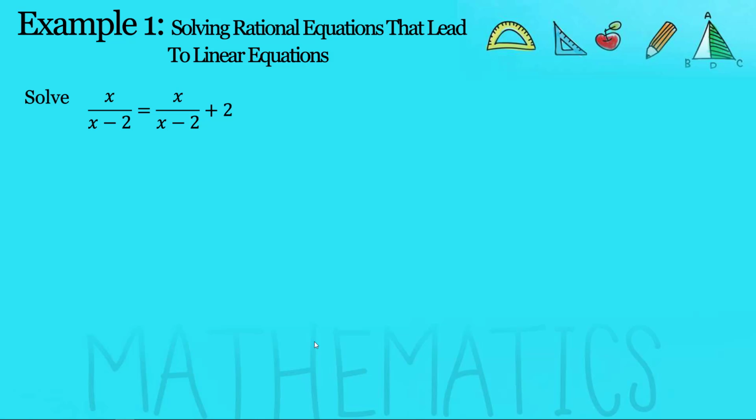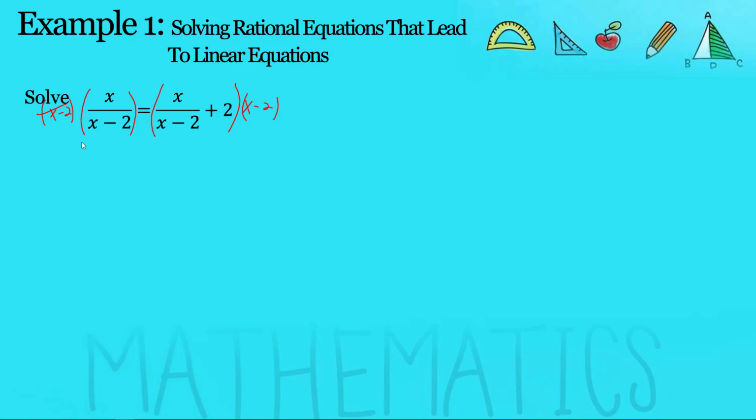Okay, well, let's try this with a particular example. And here we have x over the quantity x minus 2 is equal to x over the quantity x minus 2 plus 2. And what's the first thing we want to do? We want to multiply both sides of the equation by a common denominator, which would be the least common multiple of x minus 2 and in this case 1, which of course would be x minus 2. So we can multiply this side by x minus 2, and we can multiply this side by x minus 2.